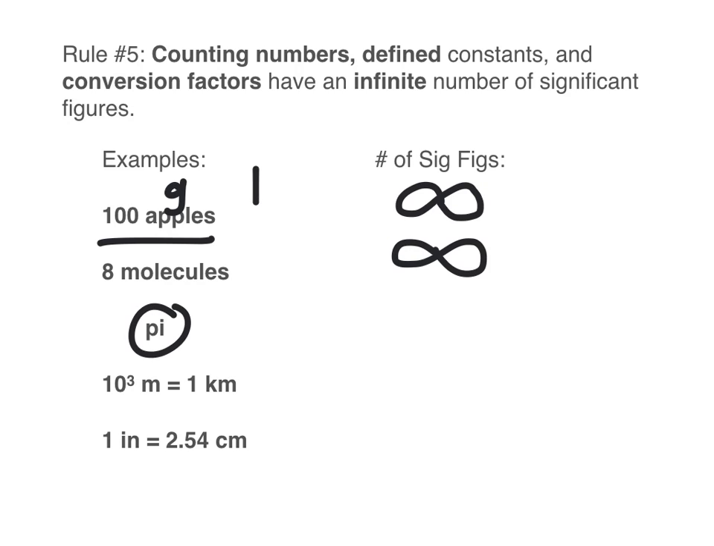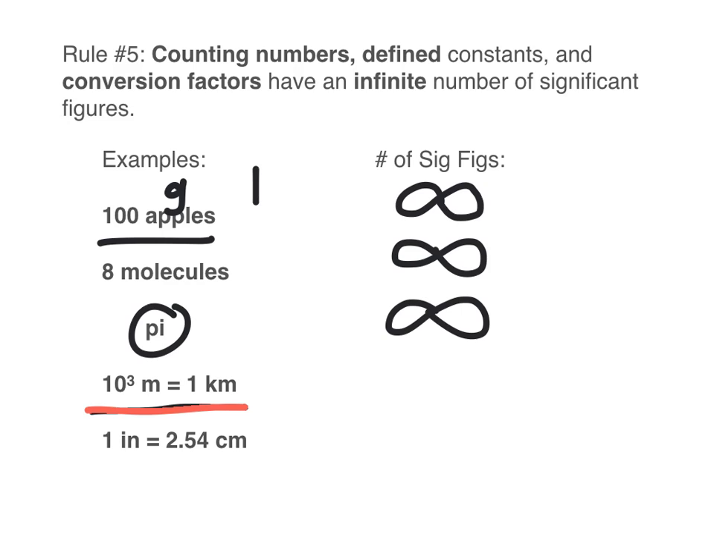Yes, we round pi to 3.14 almost all the time, but technically it has an infinite amount of significant figures because it can go on forever. It doesn't stop. And then finally, conversion factors. Again, because these numbers, like especially this one right here, 10 to the third meters equals 1 kilometer, that's defined. That is a conversion factor that you can look up in a book.